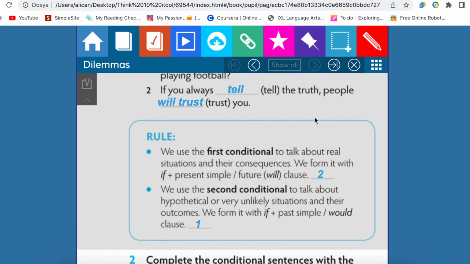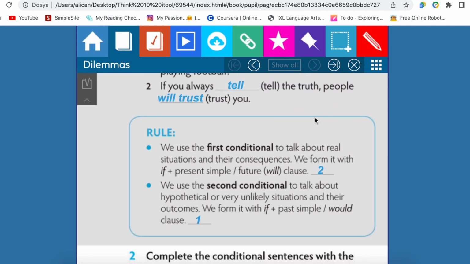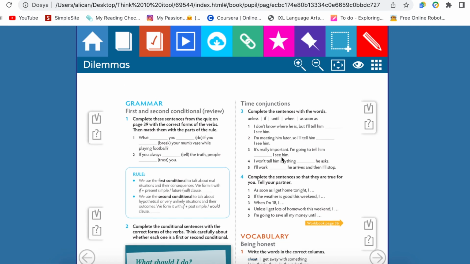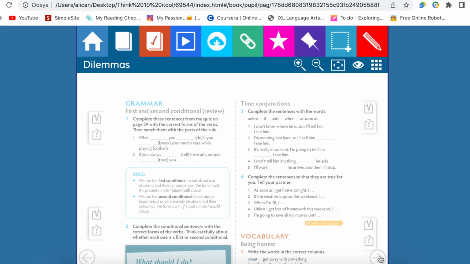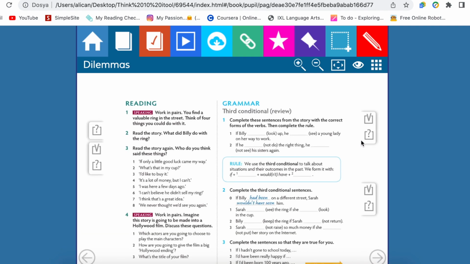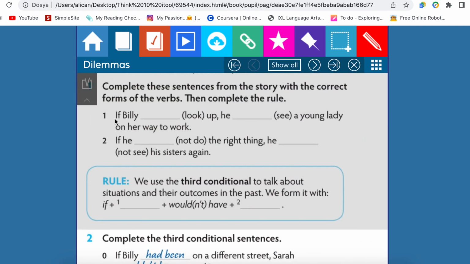Second conditional, we use the second conditional to talk about hypothetical or very unlikely situation and their outcomes. We form it with if plus past simple would. As the example 1, you can see it. Okay, now let's look at the third conditional examples.